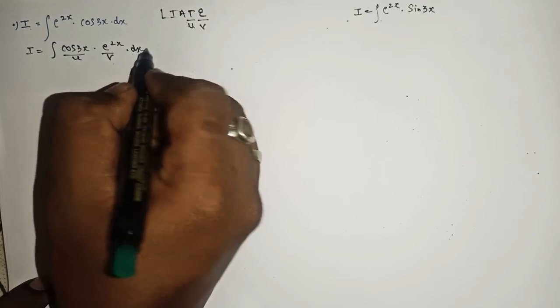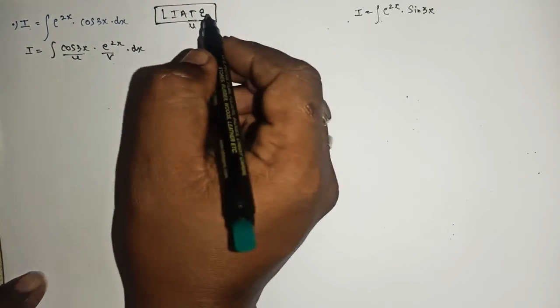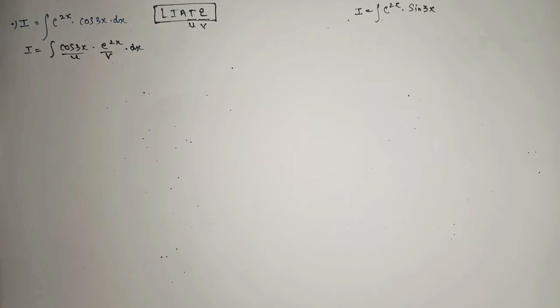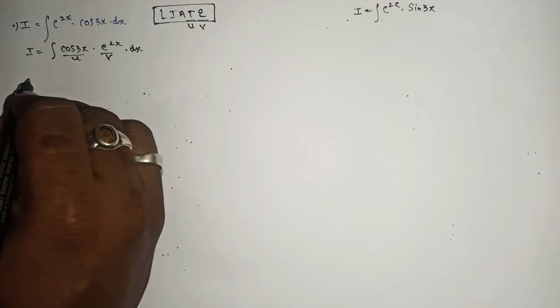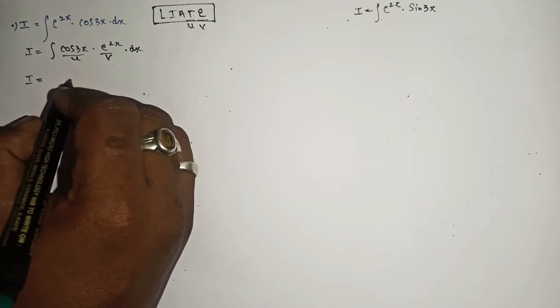Yes or no? So you have to follow the rules. You have to follow the serial. Okay. So whichever the alphabet come first, you have to consider that section as u and the second section as v only. Okay. So now we'll start with our sum. So I equals to, we'll apply the formula. So here you will get what?